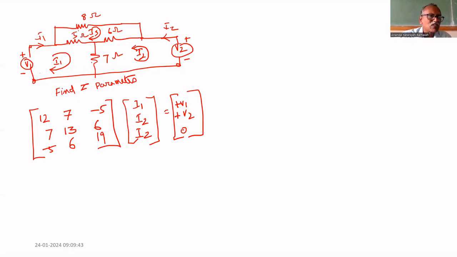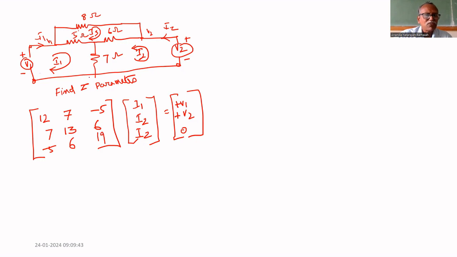Here, this node has to be assumed as V1. This has to be assumed V1. This has to be assumed V2. And this as V3. V3 has to be eliminated by solving. And V4 is the reference. That way you can take.